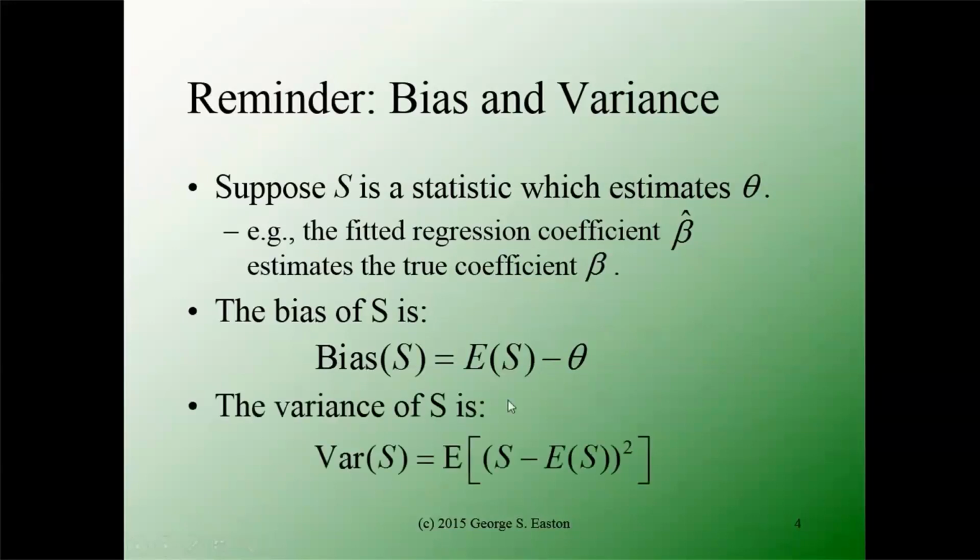Now the variance of the statistic S is just going to be the expected value of the squared deviation of the statistic from its mean. So what that means is that it's the expected value of S minus the expected value of S, that's its mean, and take that difference and then square it, and then take the expectation of that squared difference. That is the definition of the variance of S.